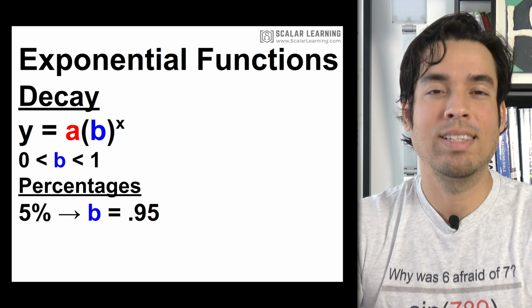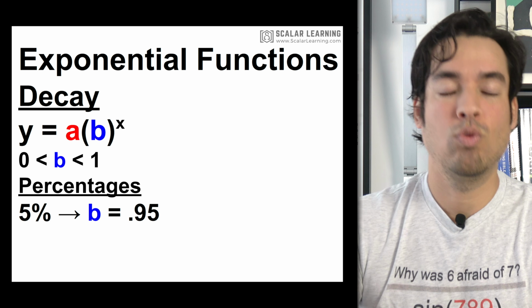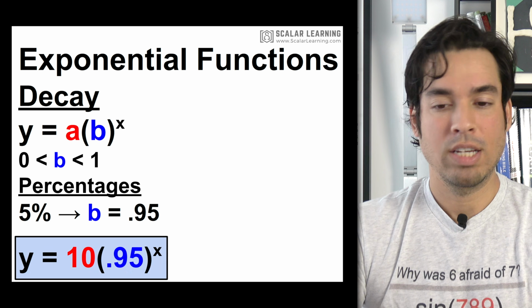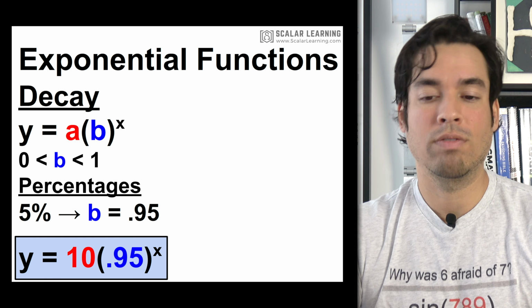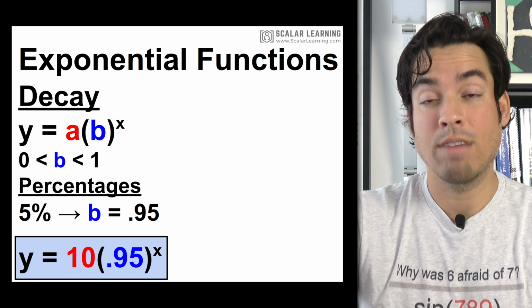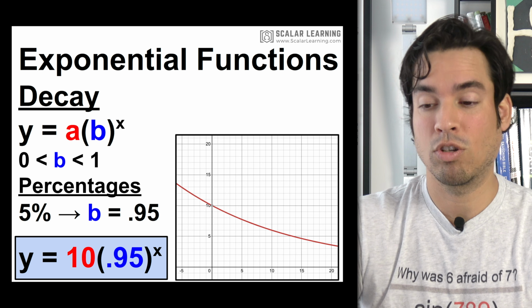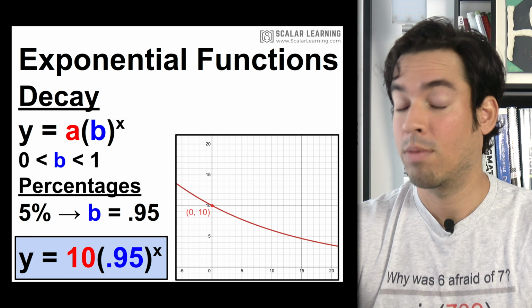The other way to think about it is if it's 5% decay, you do 1 minus 0.05 and you get 0.95. So again, using that same example, a starting population of 10 decreasing by 5% every year, and that graph looks like this. Now notice it's got a negative slope, it's sloping down, but that initial value, same y-intercept of 0, 10.